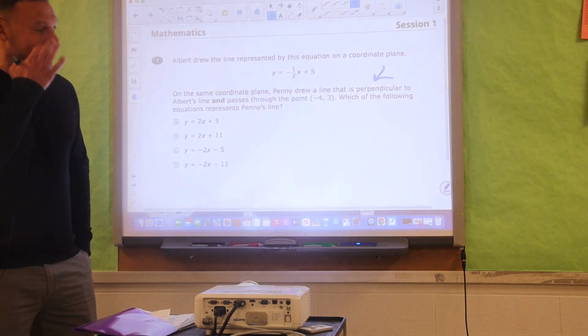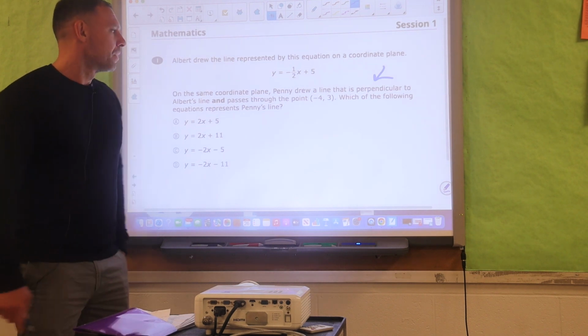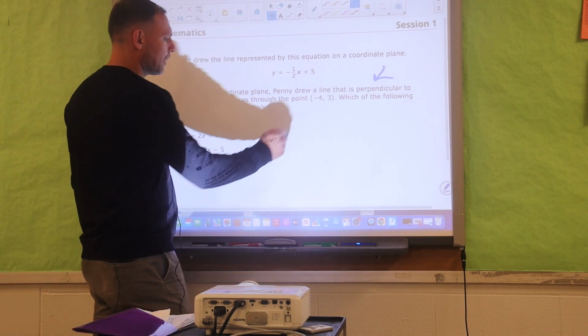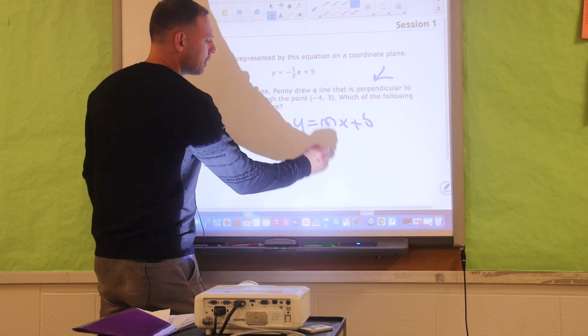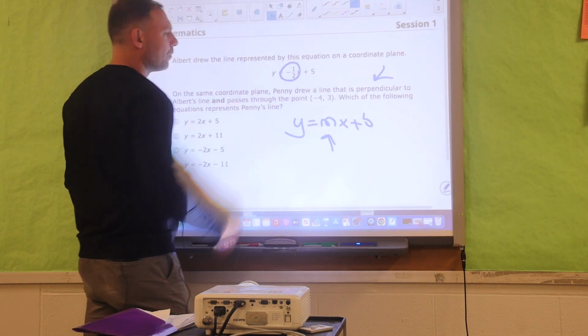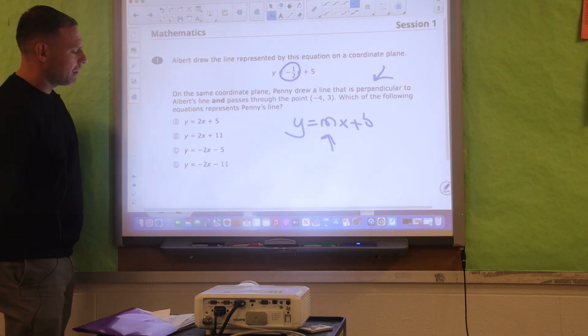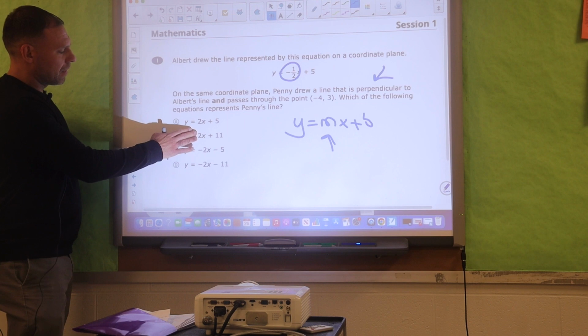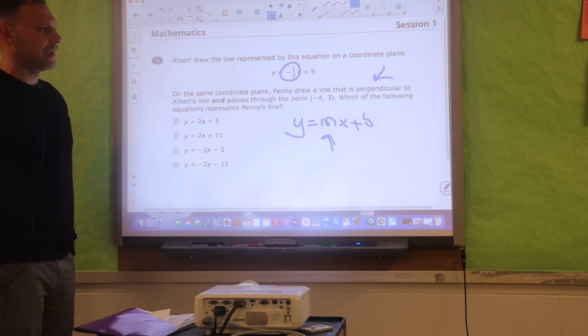So I think the key word here that we're looking at is this perpendicular. And we know that perpendicular slopes have opposite reciprocal slopes. So our slope in this problem, if we're looking at y equals mx plus b in that form, if we look at the m, we have -1/2. So if we look at our options down here, A and B have a slope of 2, and C and D have a slope of -2.